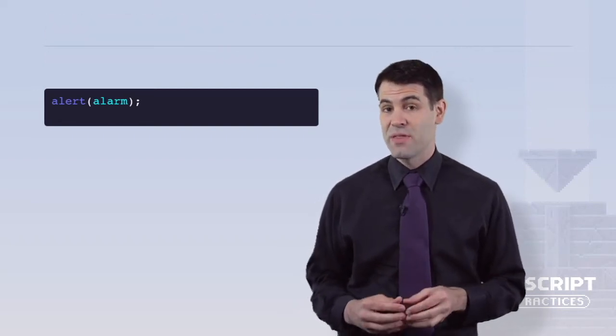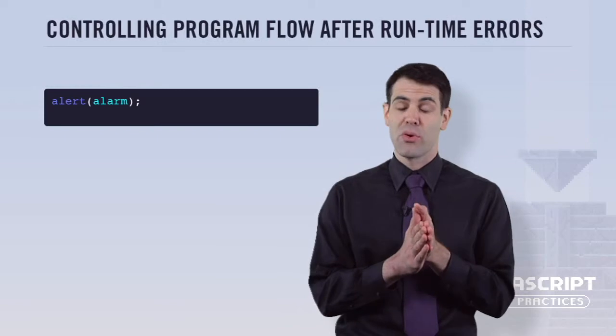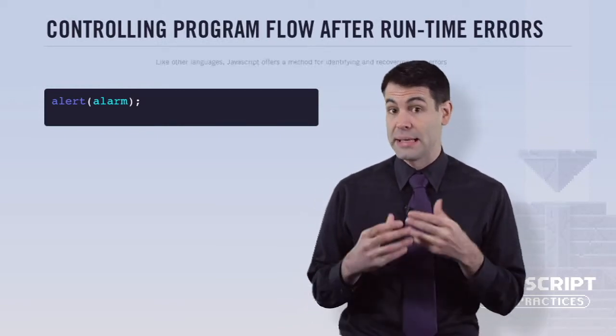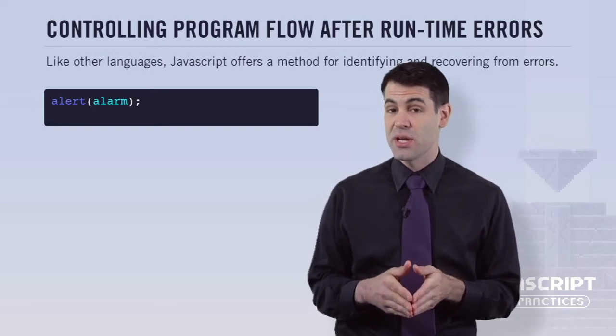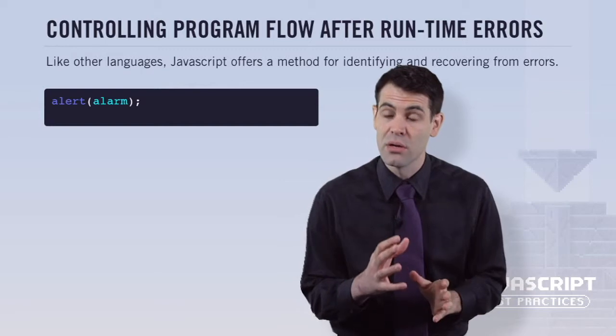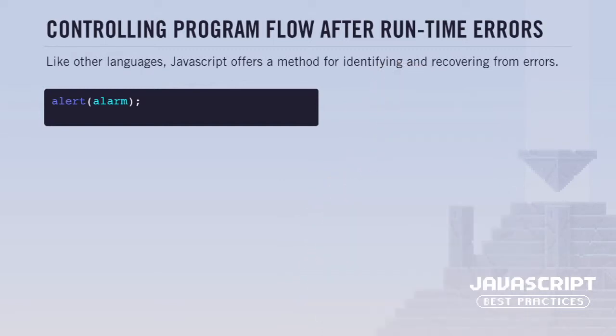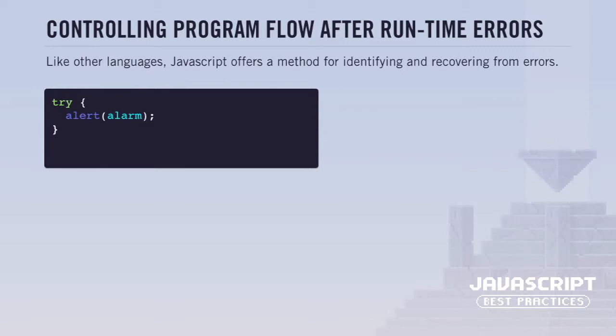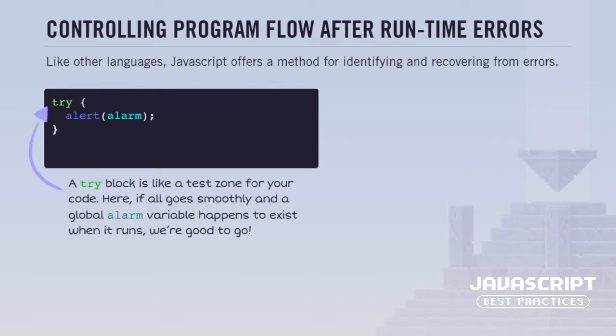Well, we want to be thoughtful at all times about controlling program flow after runtime errors occur. And like other languages, JavaScript has a very unique mechanism for being able to find, catch, and recover from those errors as they occur. To start looking for errors in our code, the first thing we'll use is a try block. What's a try block? It's like a test zone for your code. It's like a stage that you can start running your code on, and it gets examined, and if errors come back, then we can catch those and do something about them.